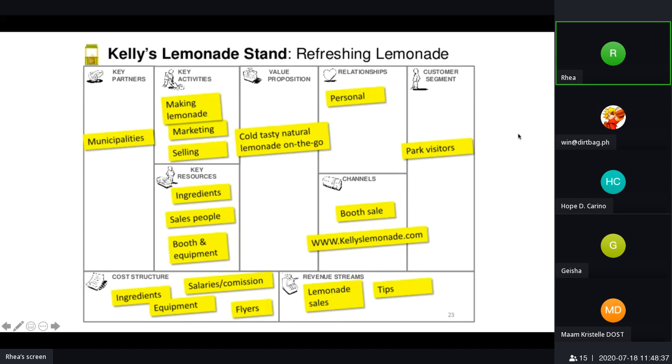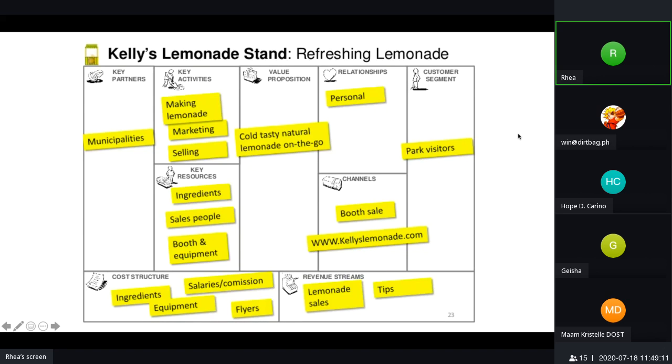What would be my key activities for me to come up with my lemonade and reach my customers? Of course, I need to make my lemonade. I need to do marketing via my website, for example. And of course, I need to sell it out because I have a booth. Who would be my key partners? I need the yes of the municipalities because they will need to give me like permits, for example. Otherwise, if I don't have permit, I can't build up my booth in the park. So that would be a key partner.